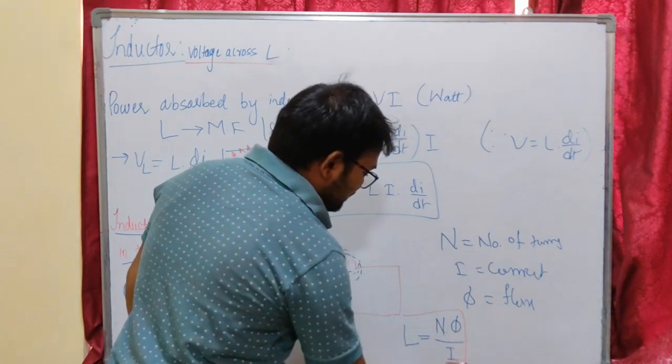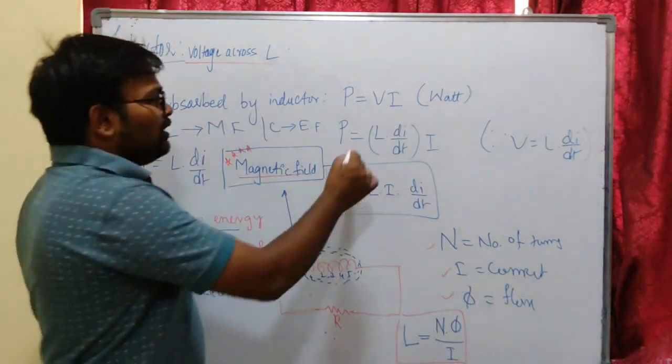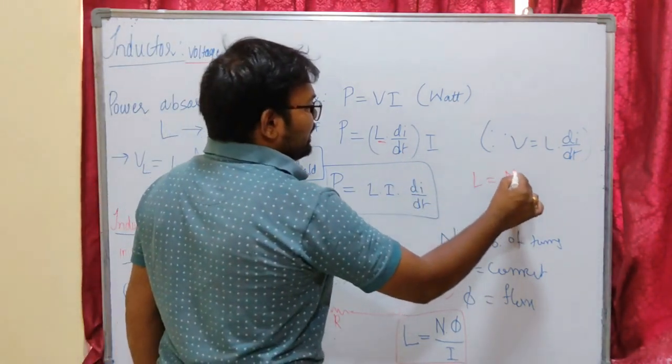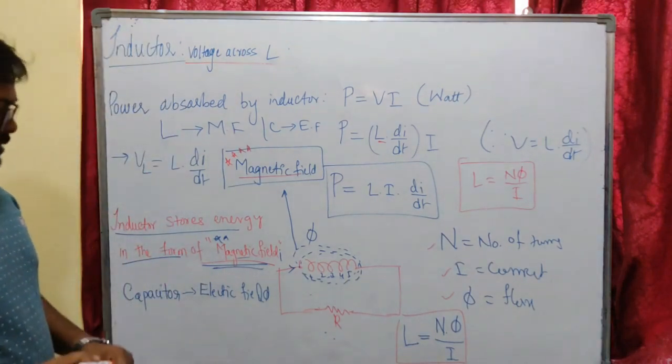Here n is the number of turns, pi is flux, and I is current. So this is L. You can substitute the value of L here: L equals n pi by I. This is one important question. This is about the inductor.